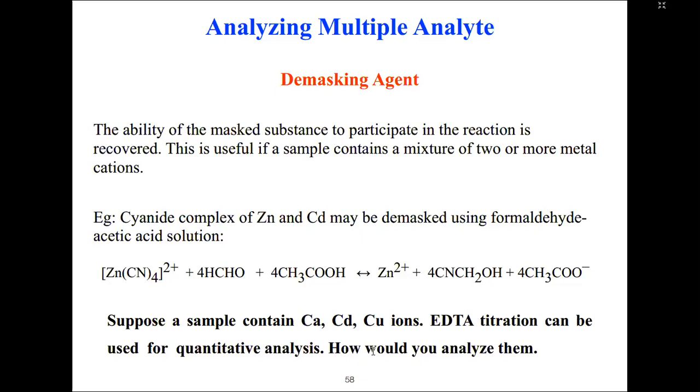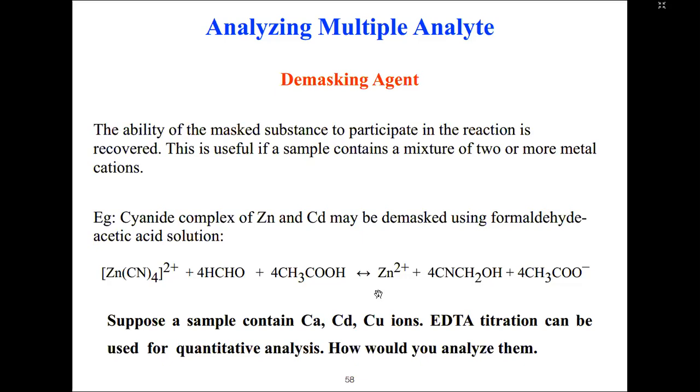Okay, then you can find the concentration of that ion. Then afterward you demask one of the ions, and once you demask it, it is free. Then again you do the titration and determine the concentration of that ion. And then finally, you can determine the concentration of all three ions together with EDTA. You separately find the concentration of two ions, then you can also get the concentration of the third ion.